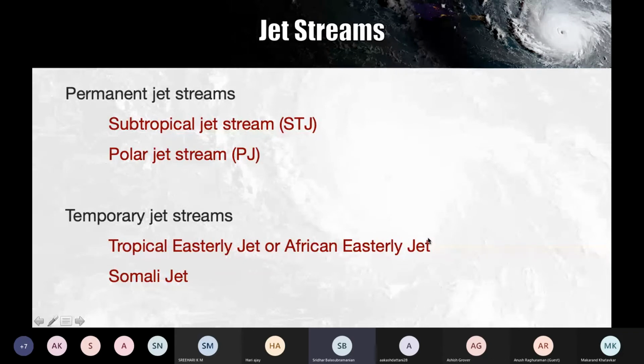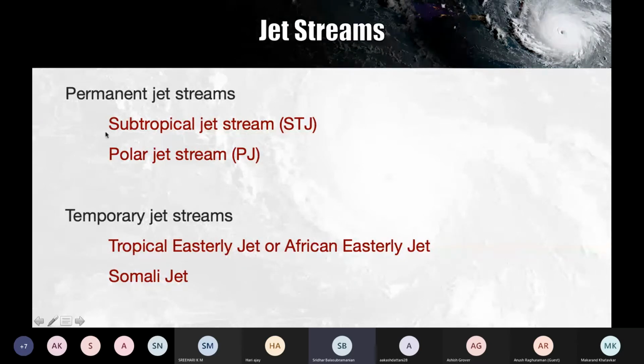And the same thing, the easterly jet is also very important. It plays a very important role during the northeast monsoon, where this easterly jet brings in moisture from the South China Sea into the Bay of Bengal. And that plays a very important role in governing the northeast monsoon. Okay, so the difference between the subtropical or polar jet stream versus the Somali jet or tropical jet is, first, that one is permanent, the other is temporary.